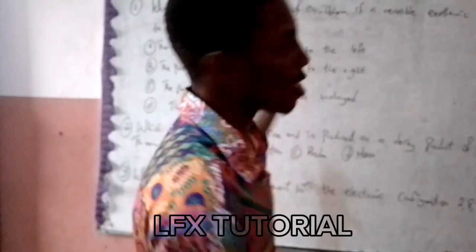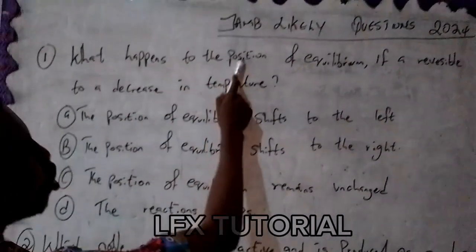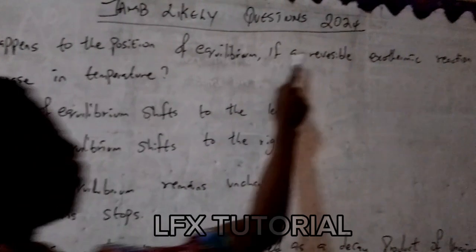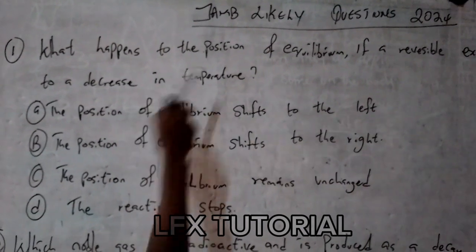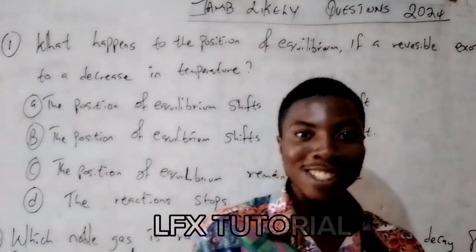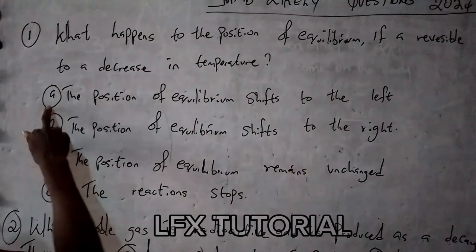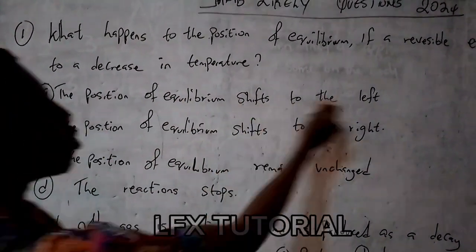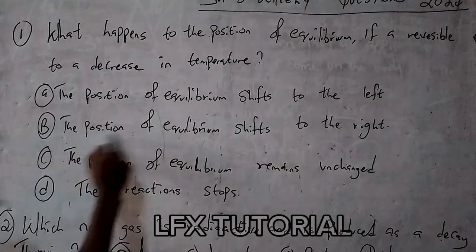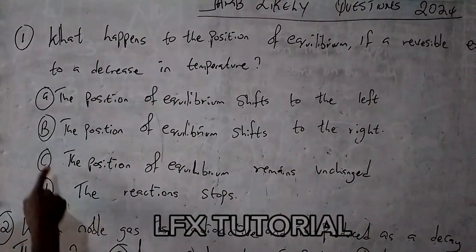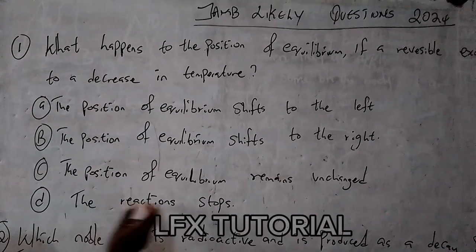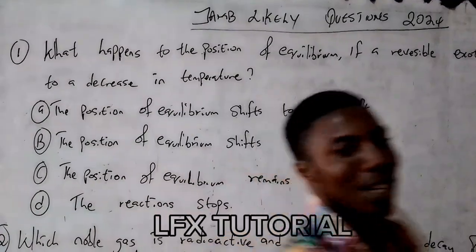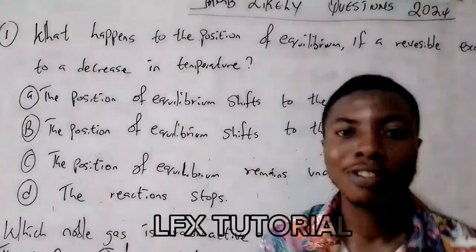So in today's video, we are going to start with this question. The first question on the board is: what happens to the position of equilibrium if a reversible exothermic reaction is subjected to a decrease in temperature? They gave us option A, the position of equilibrium shifts to the left. B, the position of equilibrium shifts to the right. C, the position of equilibrium remains unchanged. D, the reaction stops.